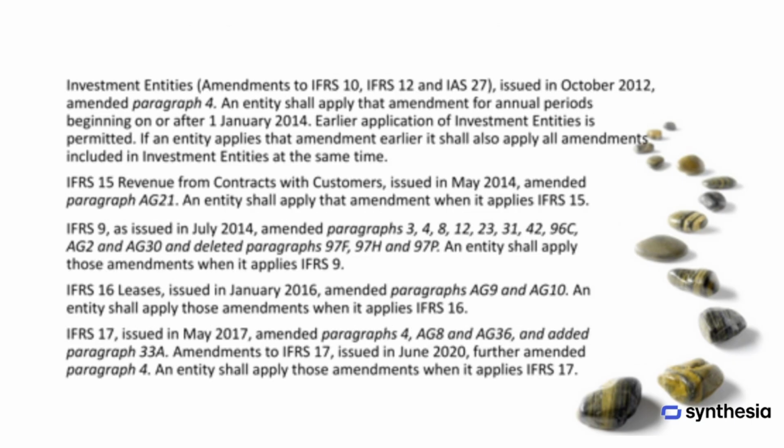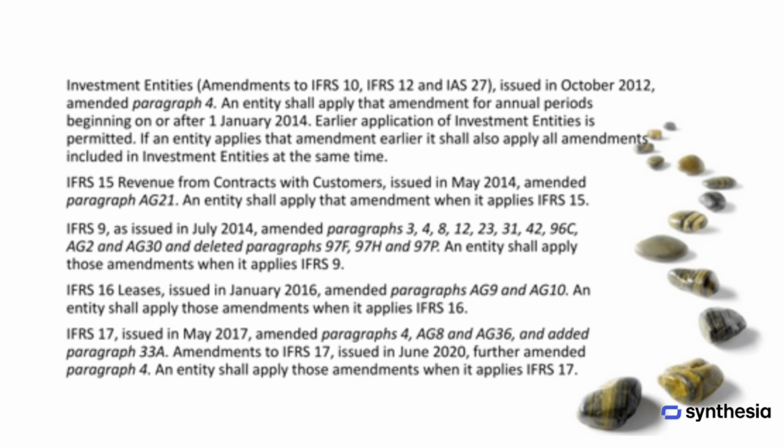The Investment Entities Amendments to IFRS 10, IFRS 12, and IAS 27, issued in October 2012, amended paragraph 4. Entities are required to apply this amendment for annual periods beginning on or after January 1, 2014. Earlier application is permitted, and if an entity chooses to apply it early, it must also apply all other amendments included in investment entities at the same time.